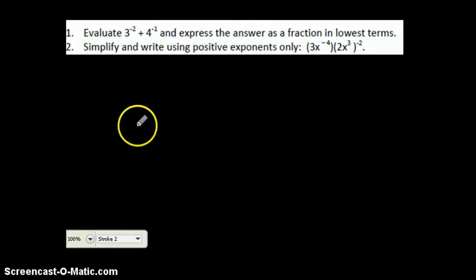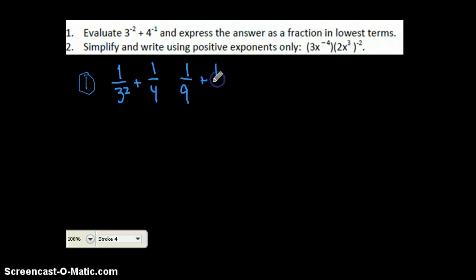All right, question number 1. Evaluate 3 to the negative 2 plus 4 to the negative 1 and express the answer as a fraction in lowest terms. Now remember, 3 to the negative 2 is 1 over 3 squared, and 4 to the negative 1 is 1 over 4. That's the same thing as 1 over 9 plus 1 over 4, and express the answer as a fraction in lowest terms.